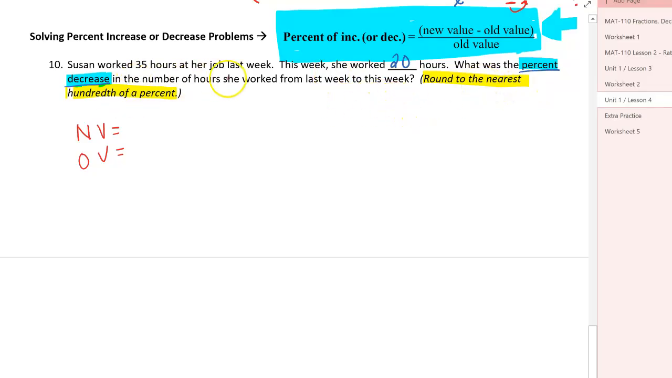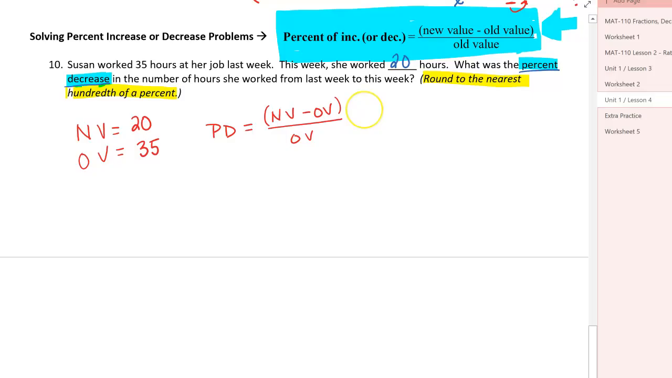So last week she worked 35. That would be the old value because it happened before. This week, that's the newest number of hours she worked. So our percent decrease, and I'm going to use some abbreviations here, remember, is new value minus old value divided by old value.